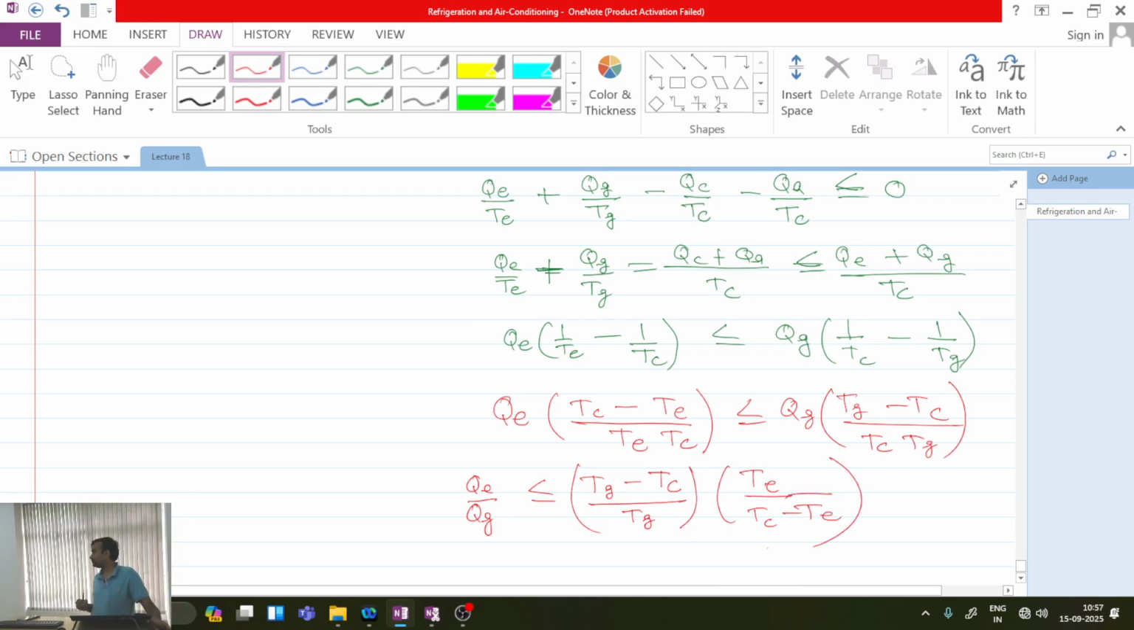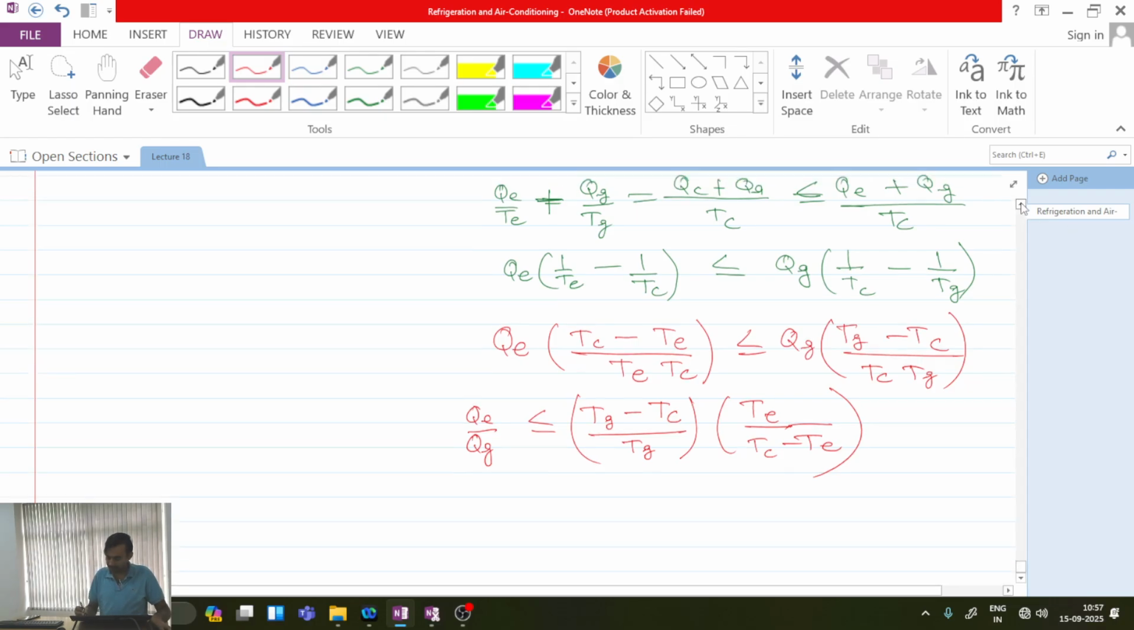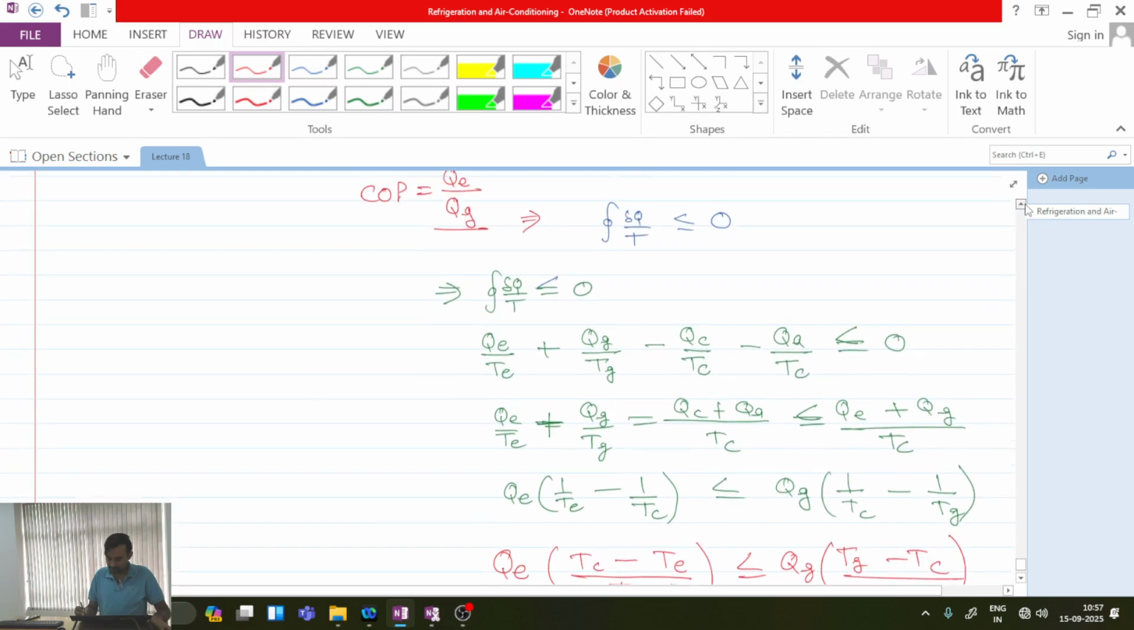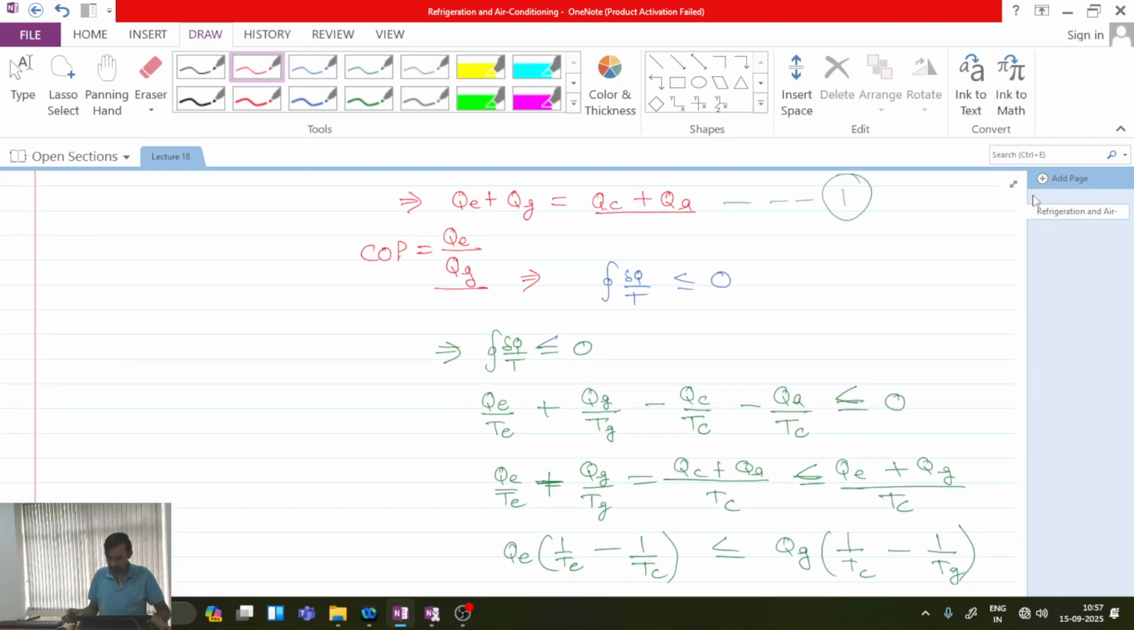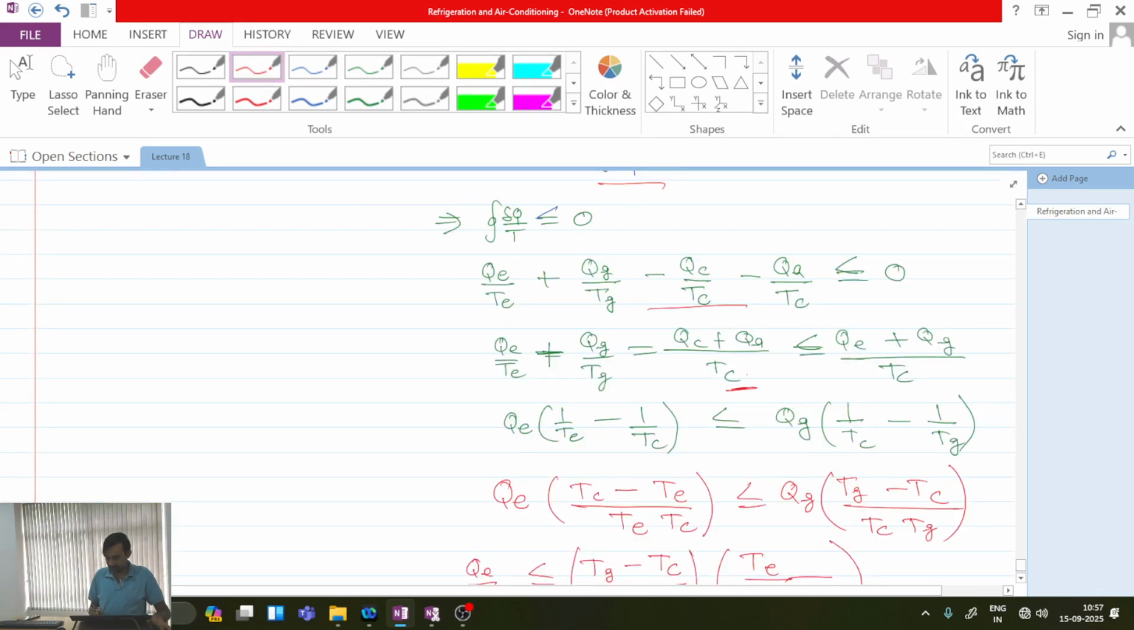Is it correct? Anything wrong? Okay, so QC plus QA I have replaced with QE plus QG, which is from equation 1.